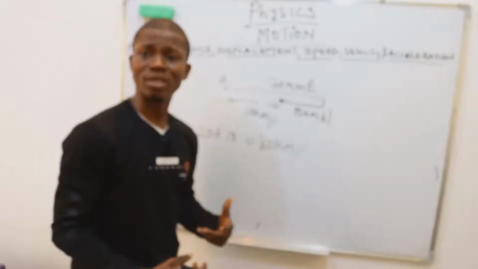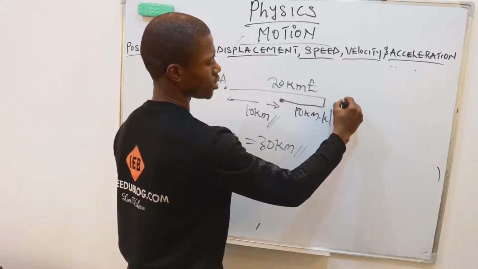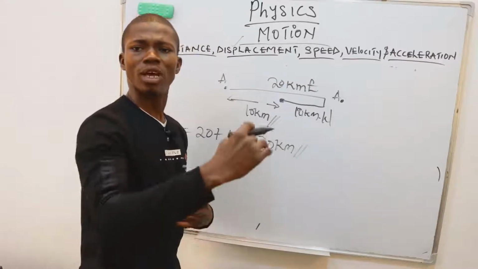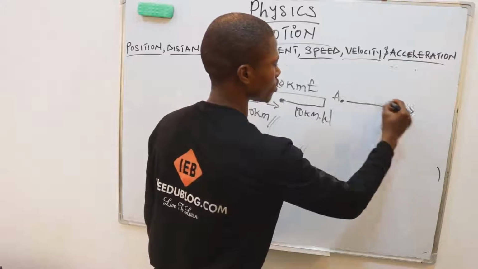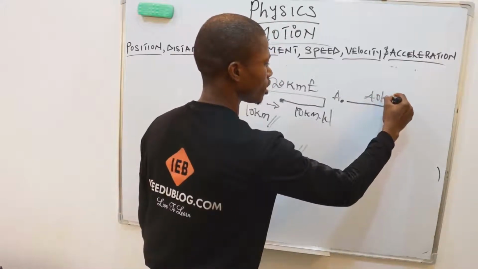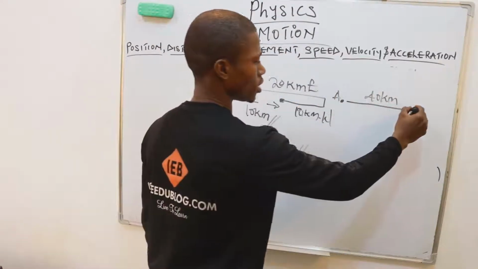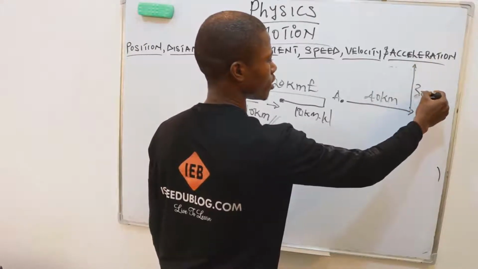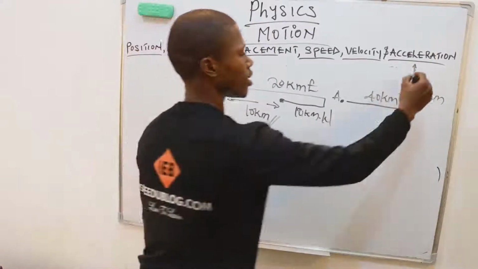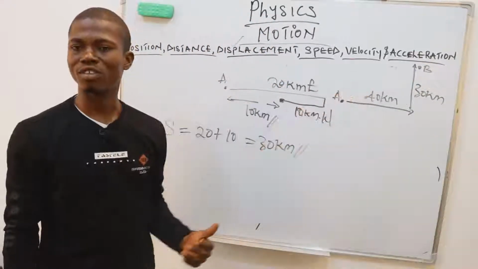Another illustration we can use to understand this displacement better is when a man, starting from this point A, travels 40 kilometers east. This is 40 kilometers east. And from here he travels 30 kilometers north. This is 30 kilometers, and this is our point B. And we're asked to find the displacement of this man.